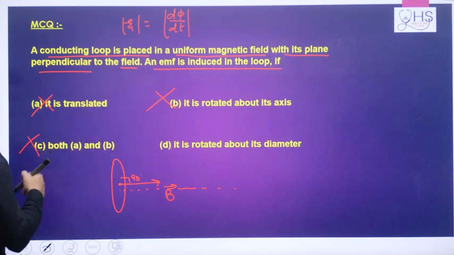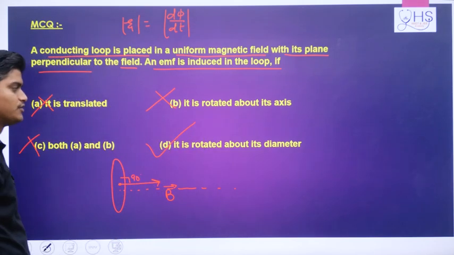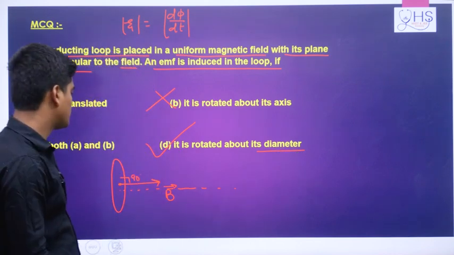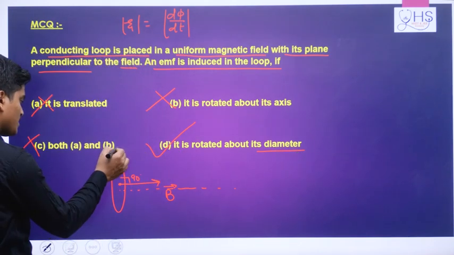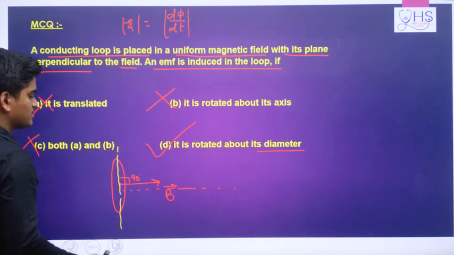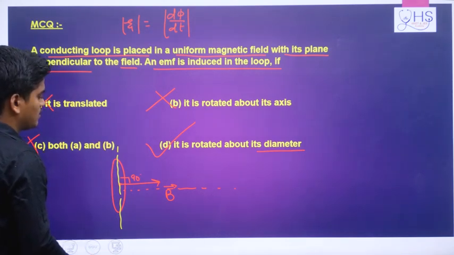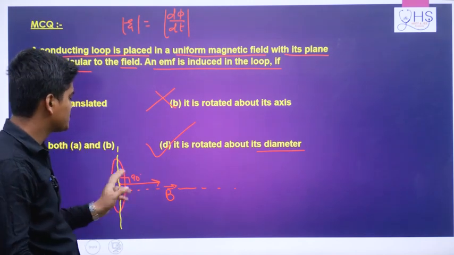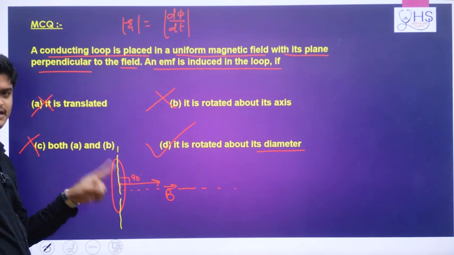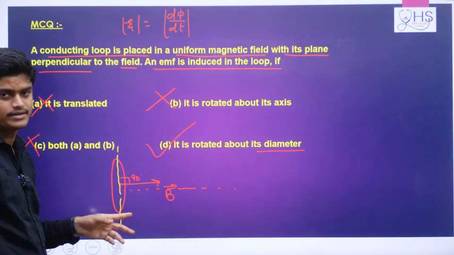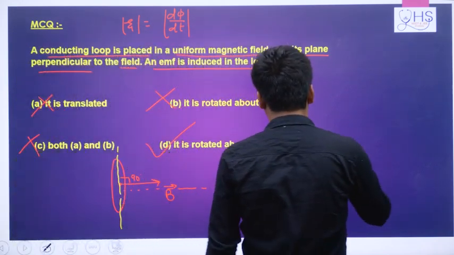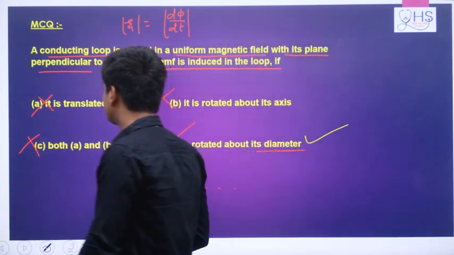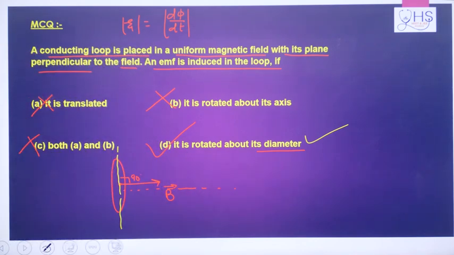Then if both these answers are not correct, definitely D will be the answer. It should rotate about its diameter. So if I take a diameter like this and it is rotating like this, with the field in this direction, there will be a flux change, because at different times the area vector and the magnetic field will have different angles between them. So your answer D is correct. Now come to the next question. So remember, when they ask you flux change questions, understand the concept.